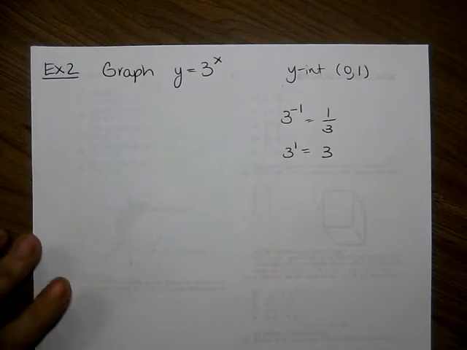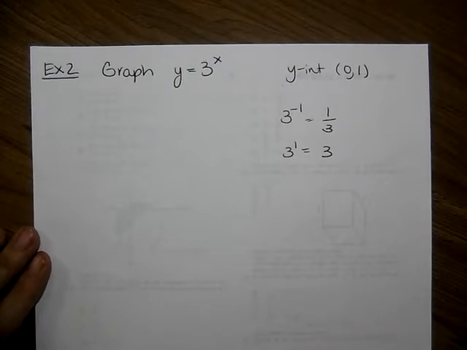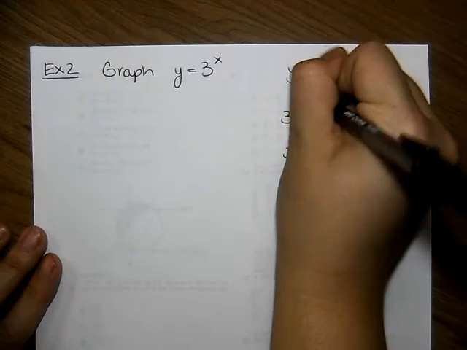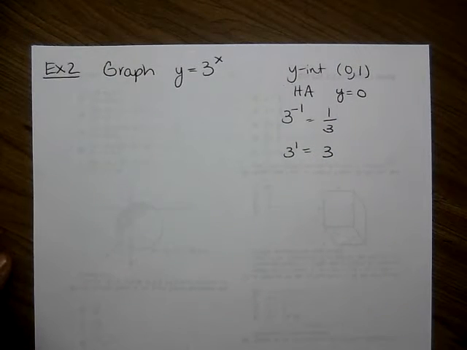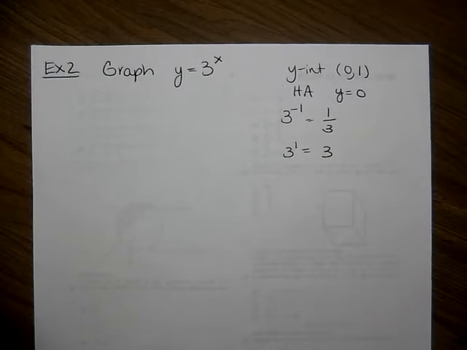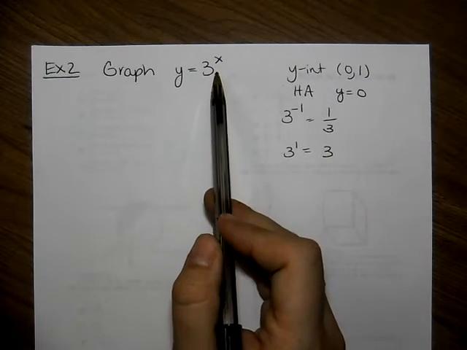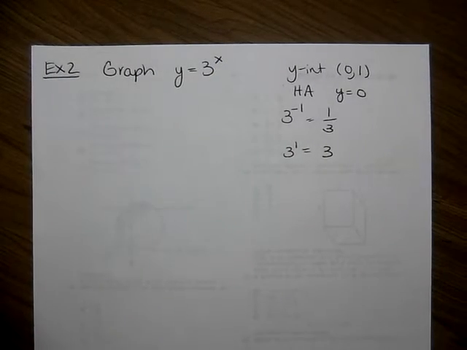So no matter what I plug in for x, I'm going to get a positive value. What happens here is we have a horizontal asymptote at y equals 0. That's because it's going to get really, really close to 0, but it can never get to 0. No matter what I plug in here, I can't get an answer other than 0. Okay?